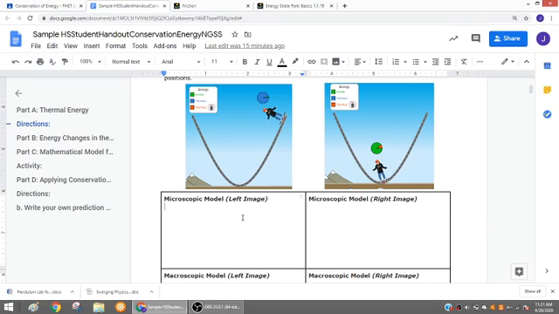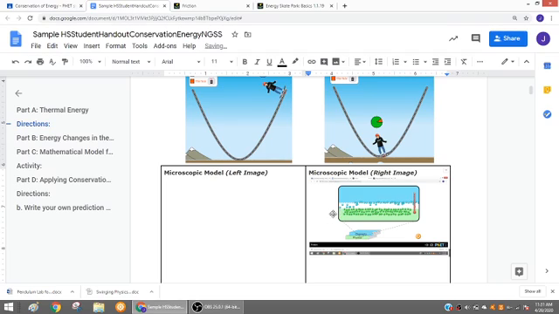Microscopic image at the left when he's up here at the top. Do you think there's more thermal energy and more friction when he's up here at the top or down here below at the bottom of the ramp? Well, I'm going to put that nice grinding microscopic model. I'm going to paste that there.